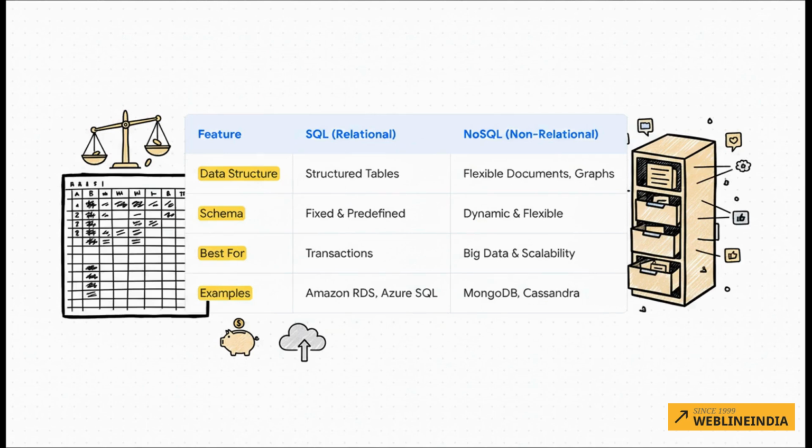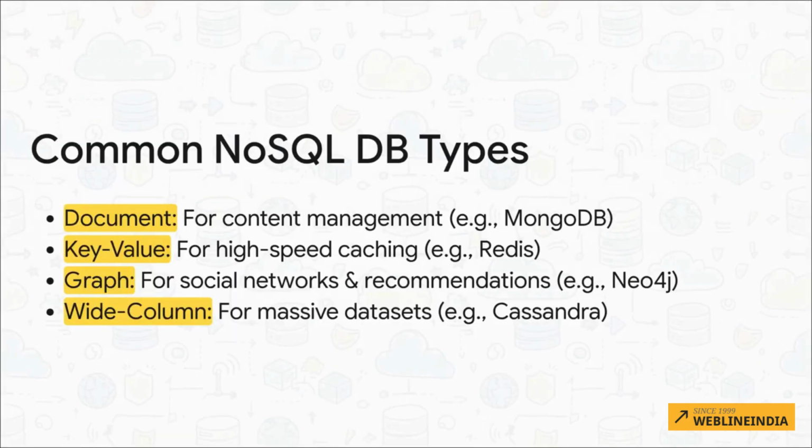NoSQL, on the other hand, is more like a flexible digital filing cabinet. You can just toss in all sorts of different data without having to define the structure beforehand, which is amazing for big data, apps that are constantly changing, or social media feeds. And the term NoSQL is a bit tricky because it's not just one thing. It's a whole family of specialized tools. You've got document databases for content, key value stores for blazing fast speed, and graph databases that power those recommendation engines that somehow know exactly what you want to watch next. The real takeaway here is you've got to pick the right tool for the specific job you're doing.